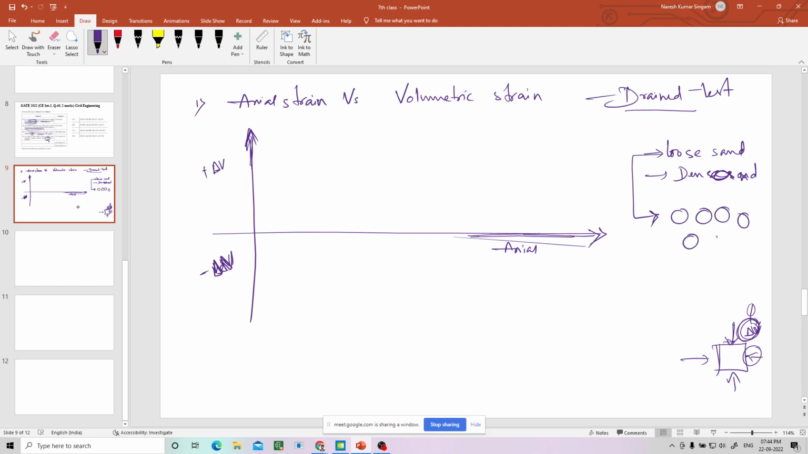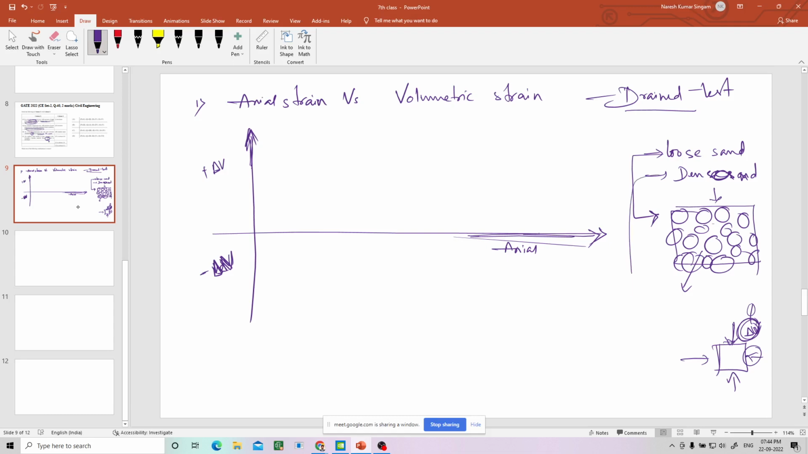Now loose sand has a lot of voids when compared to dense sand. So when there are voids, when you are compressing this sample, the loose sand, what will happen? The voids will reduce. That means the total volume will decrease because it has the capability of decreasing.